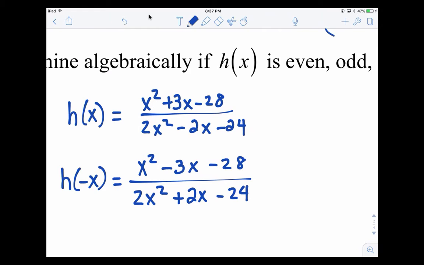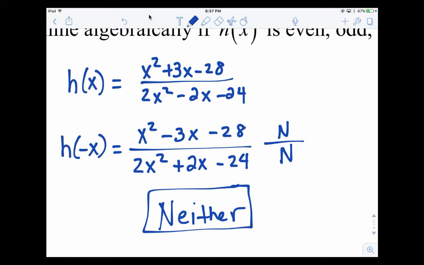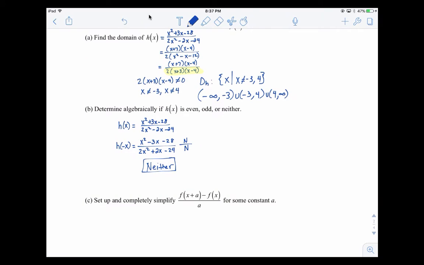So it should be pretty obvious now that you're not even. You didn't get the exact same equation back. But it's not odd either. It's not the opposite of what you started with. So the top function here is neither, and the bottom function is also neither. Anytime you have a rational function and one of them is neither, the entire function is not symmetric. So it would be neither for that one.